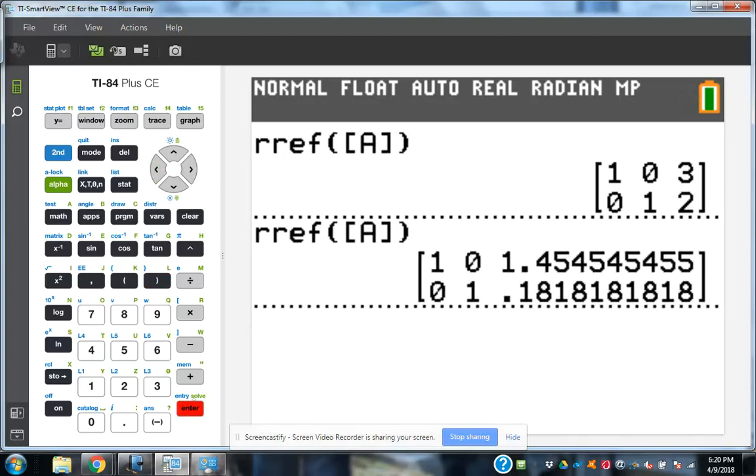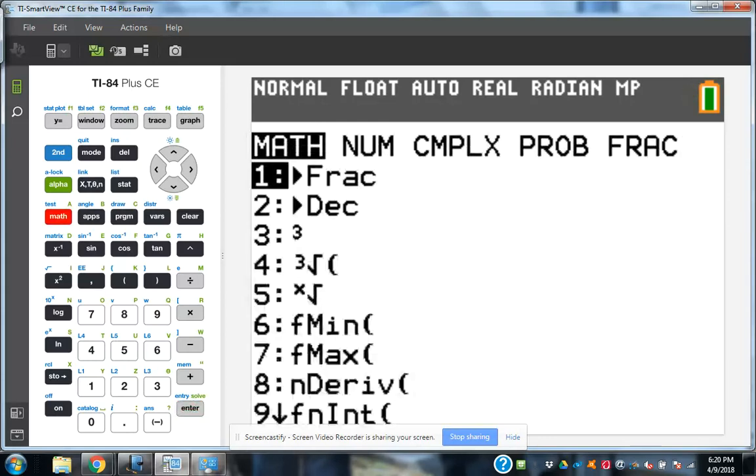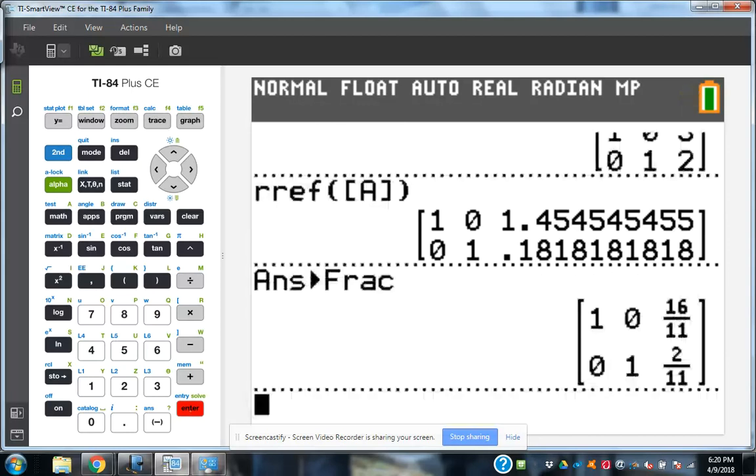I get a decimal back. We usually don't like decimal answers. How do I get the calculator to give me the answer in a fraction form? Math enter. That's the beauty of the matrix style of solving. You hit math enter, you can turn that decimal solution back into a fraction solution, which is wonderful.